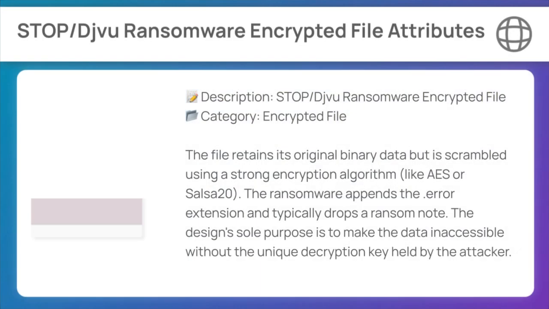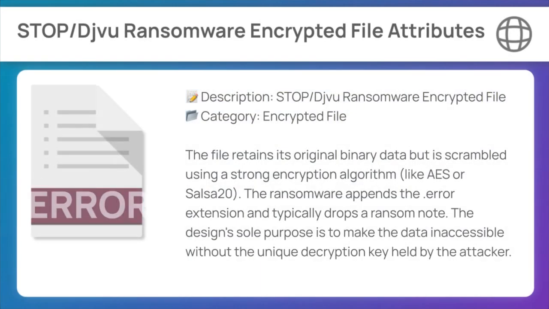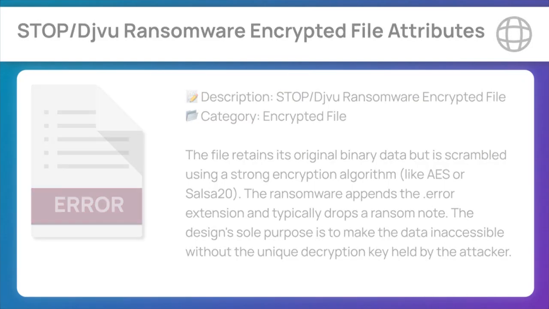The file retains its original binary data but is scrambled using a strong encryption algorithm like AES or Salsa20. The ransomware appends the error extension and typically drops a ransom note. The design's sole purpose is to make the data inaccessible without the unique decryption key held by the attacker.